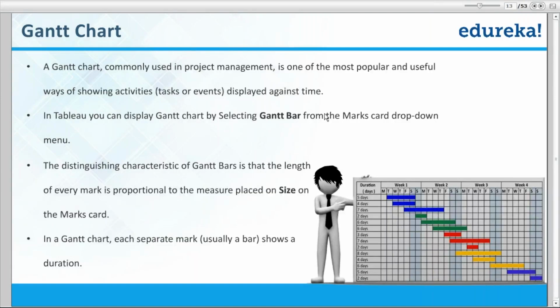Gantt charts are mainly used in project management, and are mostly popular for showing the activities, tasks or events against time. You can display Gantt charts by selecting a Gantt bar from the marks. How to do that, we will see.